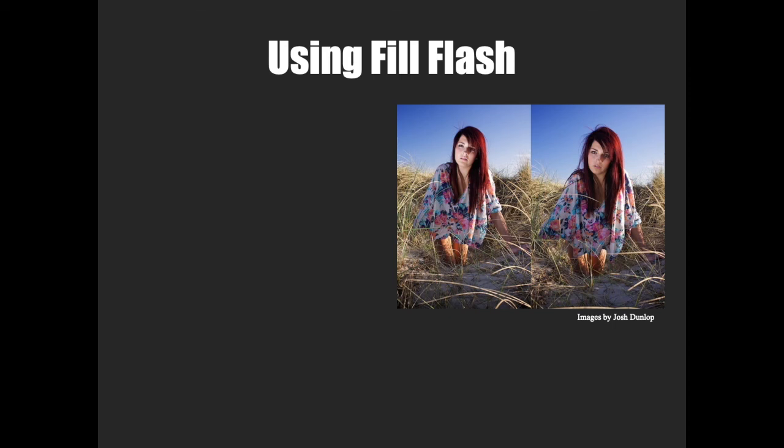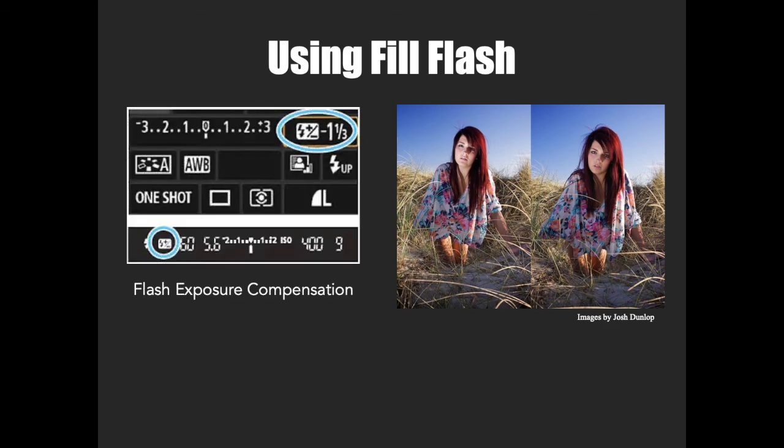This is why you need to understand flash exposure compensation, to reduce the power of your flash and be able to obtain a more balanced image like on the left-hand side. So the flash exposure compensation enables you to modify the amount of power from your flash by up to 3 stops in 1/3 stop increments. Please refer to your camera manual to know how to set flash exposure compensation in your camera.